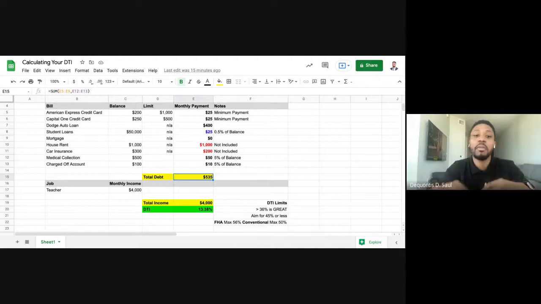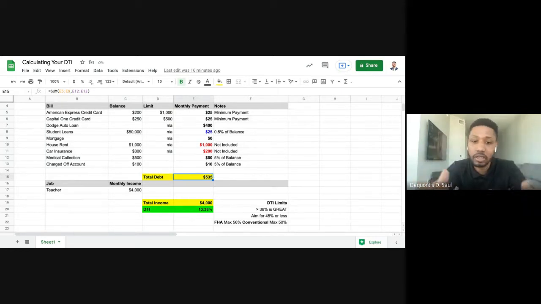Okay. So let's talk about the income. If you're a W-2 employee, meaning that you get taxes taken out of your check each month, then if you're W-2, they look at your gross income. So they look at the income before they even take out taxes, right?